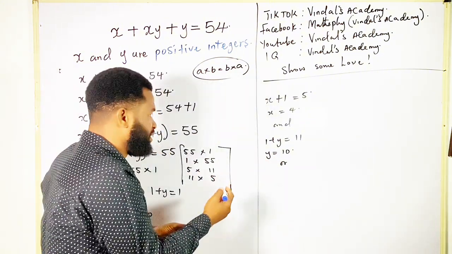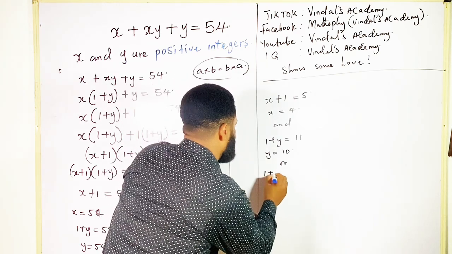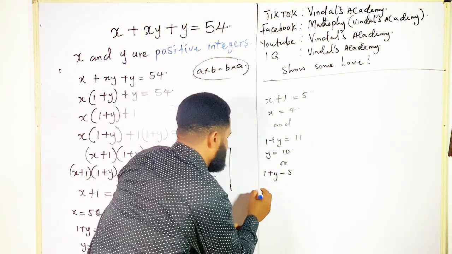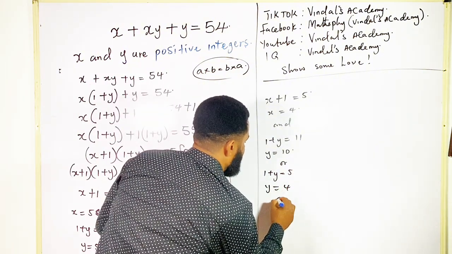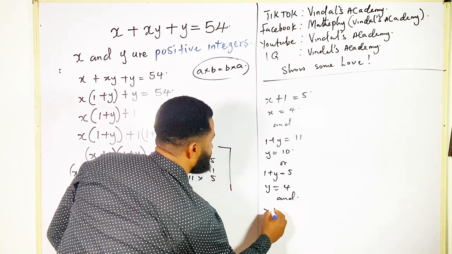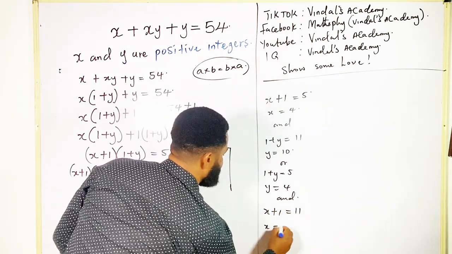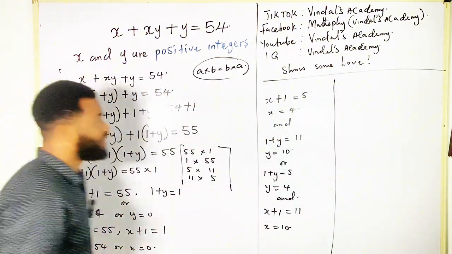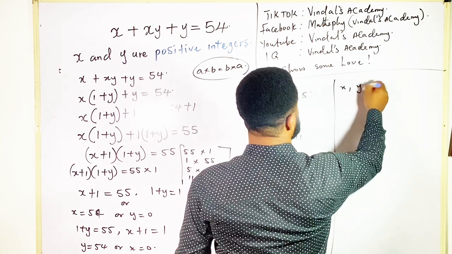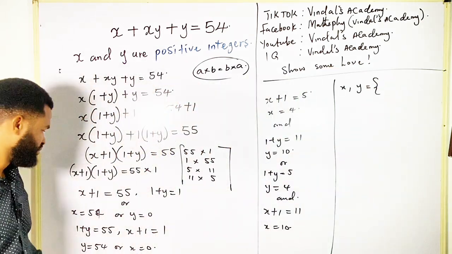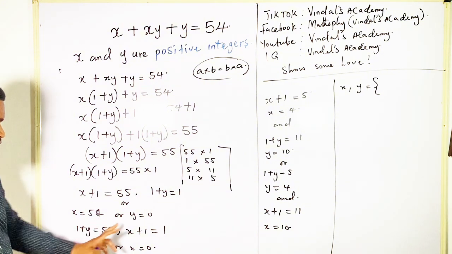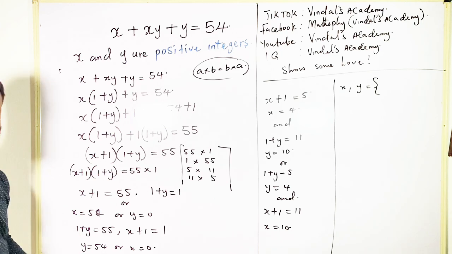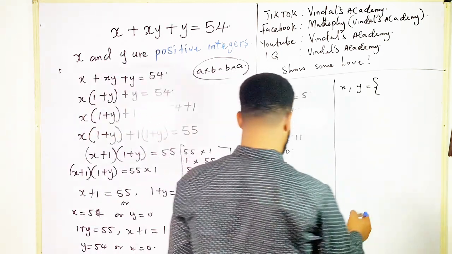So I can say that 1 plus y is going to be equal to 5, so that y is 4. This means that y is 4. And x plus 1 is going to be equal to 11, and x is 10. So if you look at this, you realize that the values of x and y are going to be 54 and 0, or 0 and 54. So these are the values of x and y.